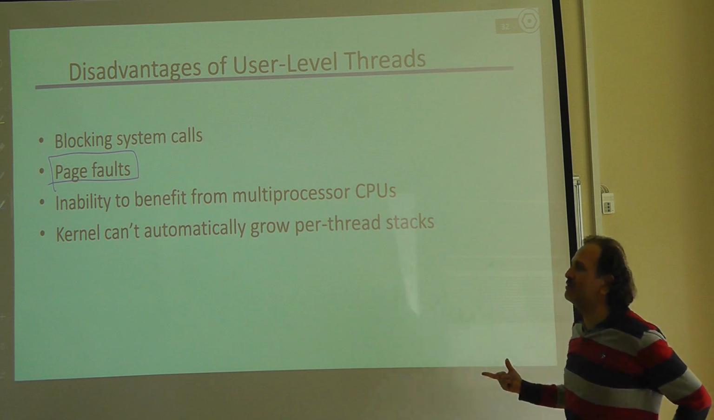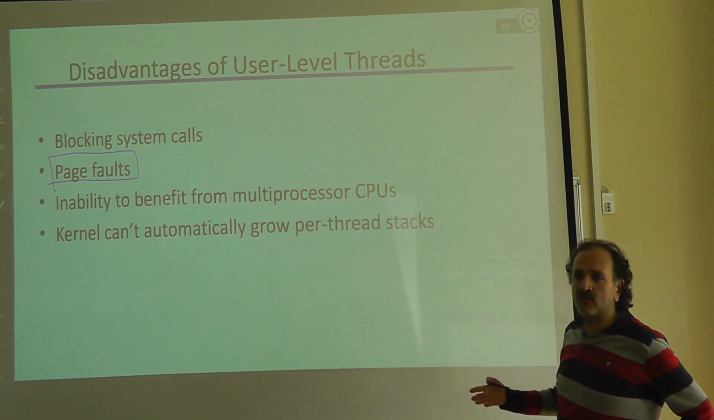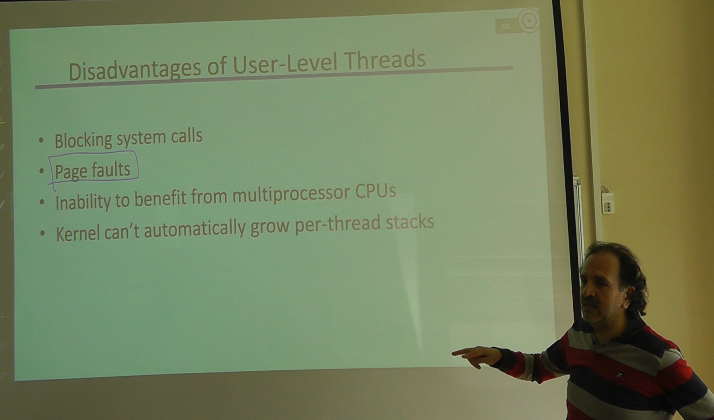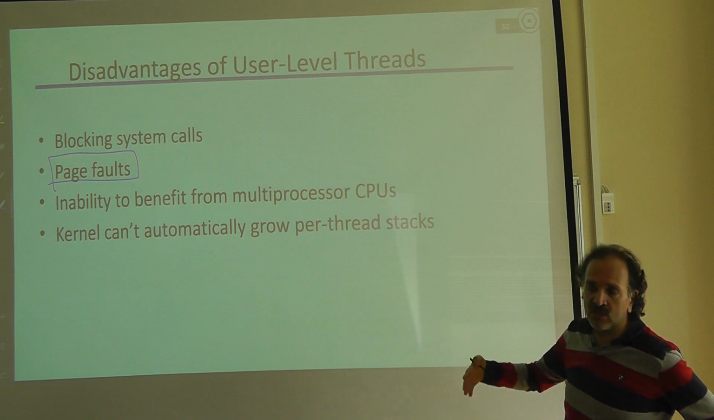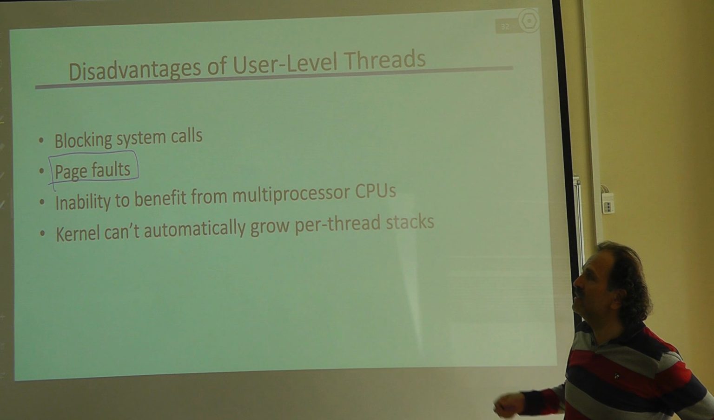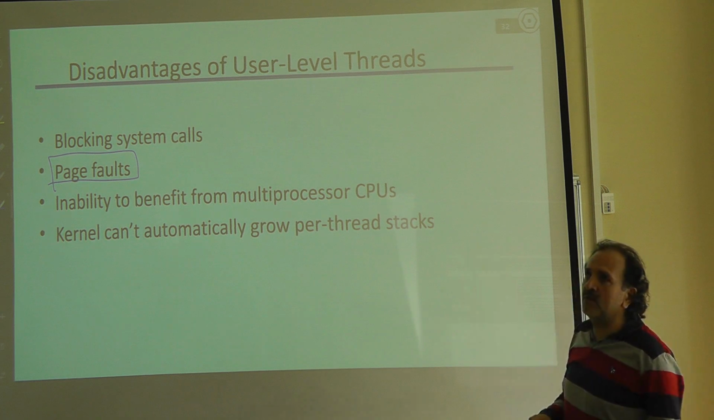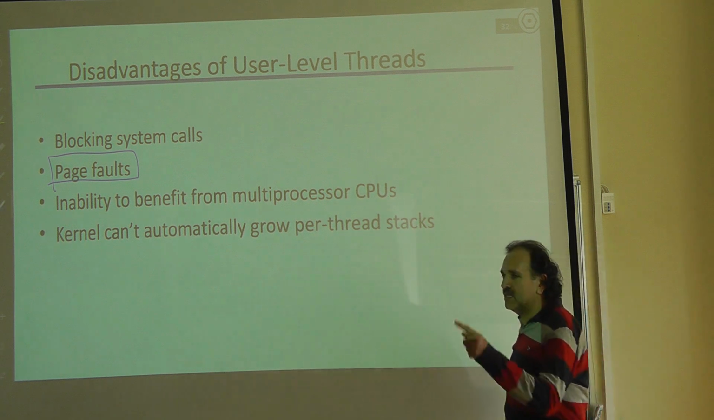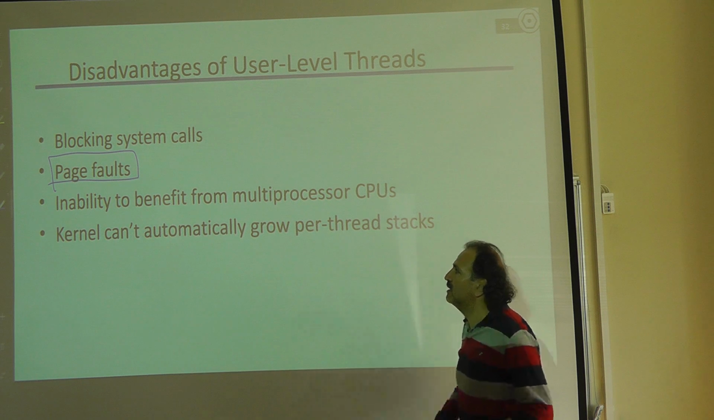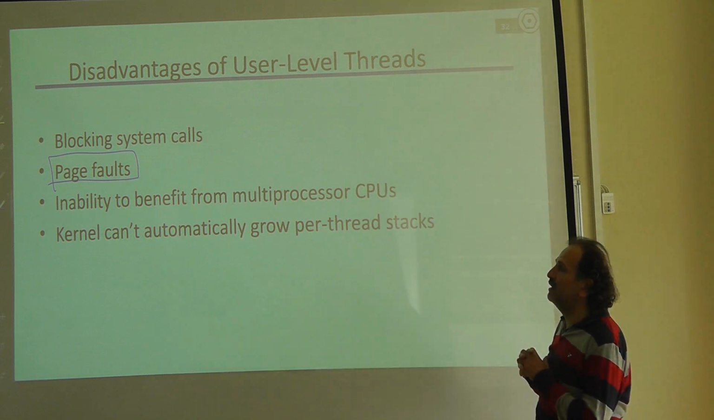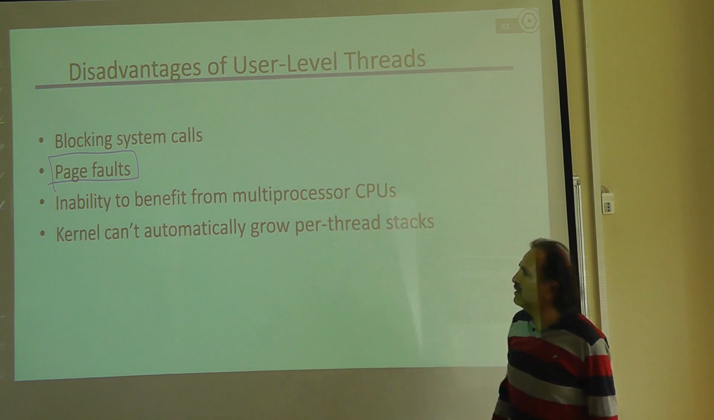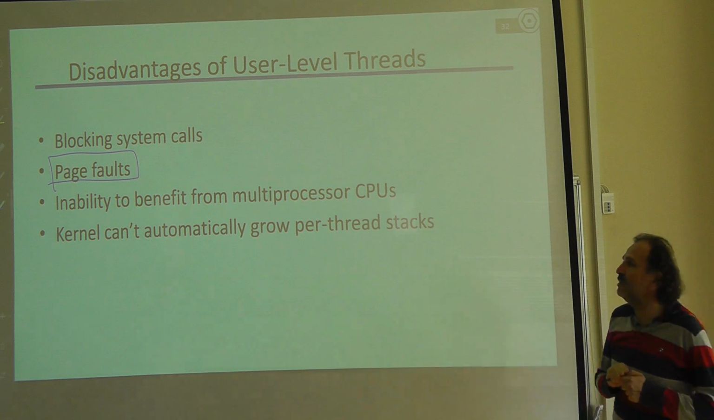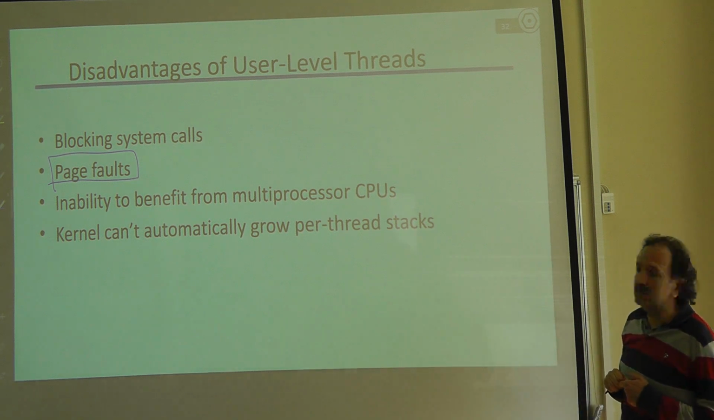If one of the threads causes a page fault, it has to wait until the page is loaded, but the other threads can continue because they have their own instructions and their memory is okay. Like a blocking system call, one of them causes the page fault, and the others could continue. In this case, they will not continue because the operating system thinks that there is a single thread running inside the process. Another one is this: it cannot benefit from multiprocessor CPUs. You can explain this to me. You can guess why.